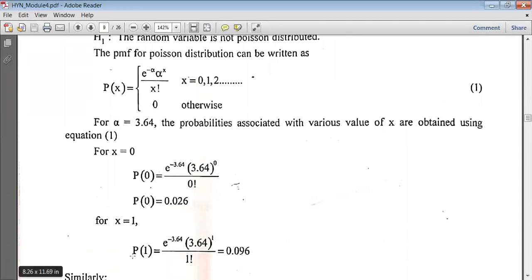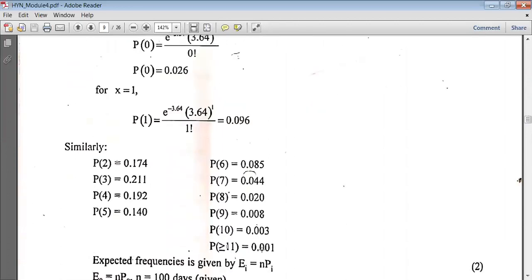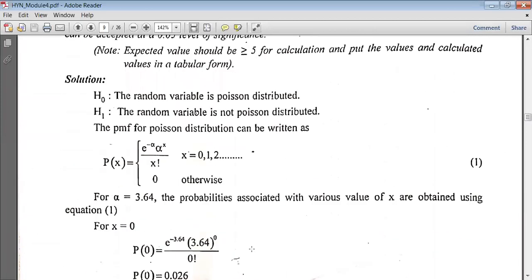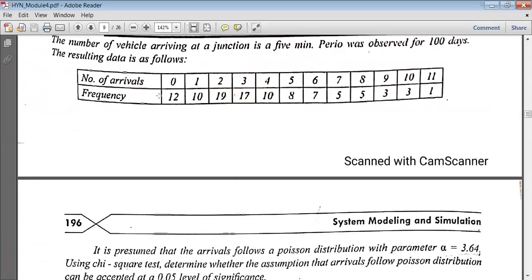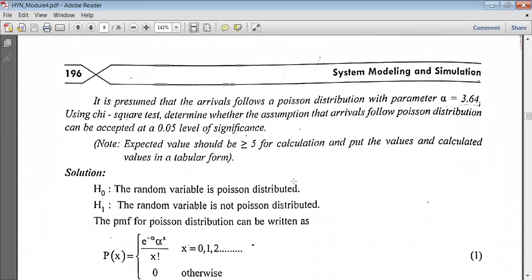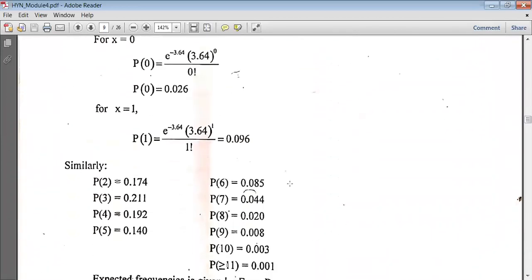The same way, substitute for 1, and we have to do this until x is equal to 11, because the number of arrivals here is given as 0 to 11. So that is the value of your x.